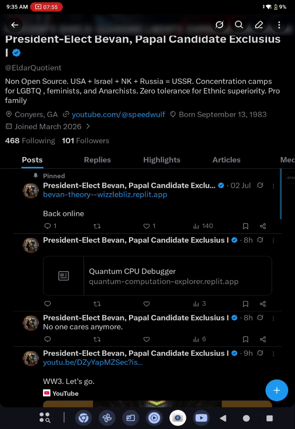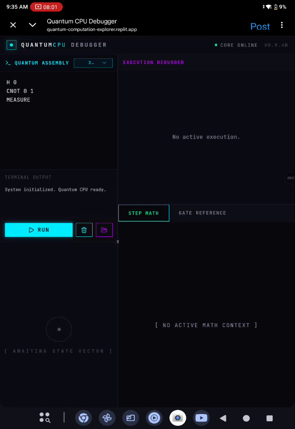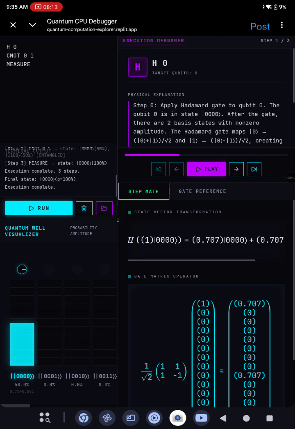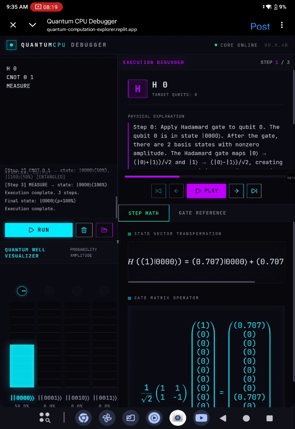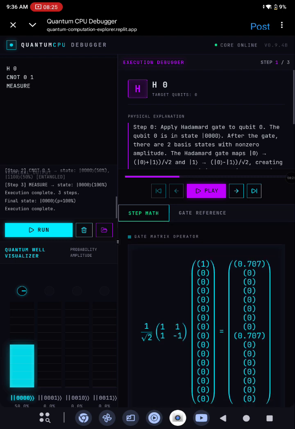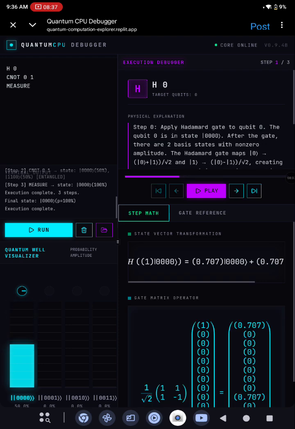And man, I told it to add some more programs. Let's see here. There are now 4 bits. I set it to 4 bits. And there's going to be a step math, state vector transformation, a little bit different. The gate matrix operator a little bit different. We'll play it real quick. You only seem to use one well.